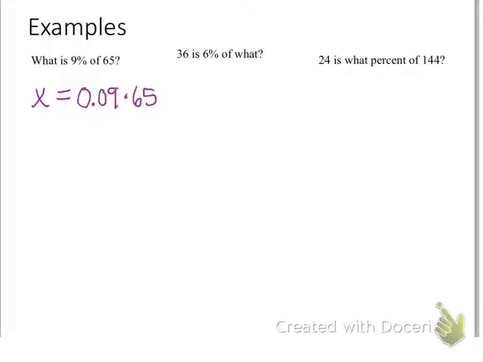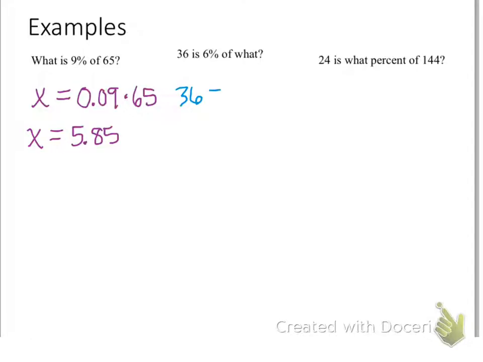So this is really easy to solve. We simply need to plug into our calculator 0.09 times 65. 9% of 65 then is x equals 5.85. Let's try translating the second one.